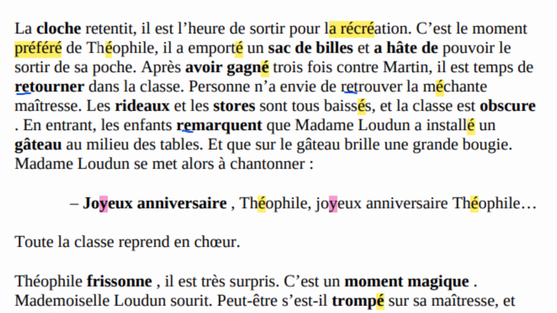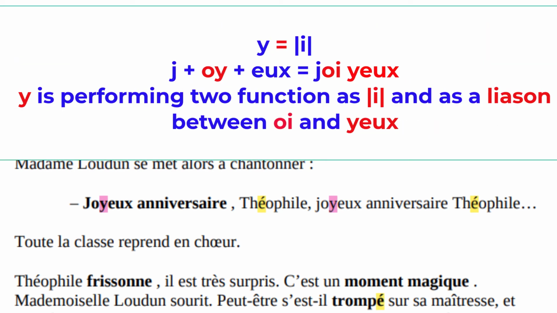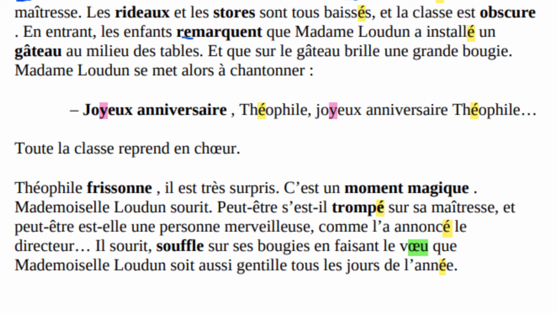Joyeux anniversaire, Théophile. So for joyeux, we have a Y there as well, which gives the sound yo, and that's why we have joie, because an O and I gives the sound oua. So the Y stands for the yo. So we have joie, oua, yo, anniversaire. So we have joyeux anniversaire. Théophile, joyeux anniversaire. Théophile. Toute la classe répond en chœur.